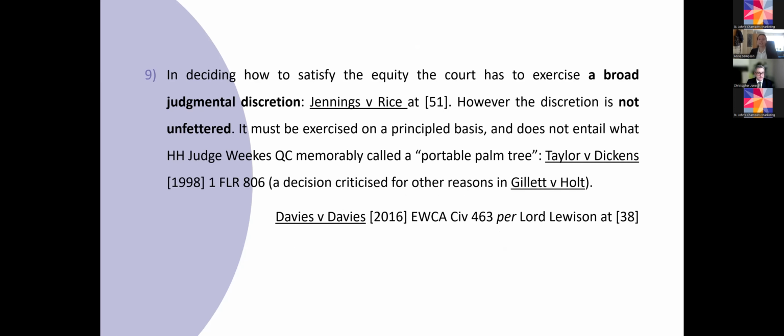Finally, Lord Lewison reiterated that the court has a broad but not unfettered discretion as to the appropriate remedy. And I'll go on to consider the extent to which the Supreme Court has or has not set down a clearer, more principled basis for awarding relief in proprietary estoppel claims.